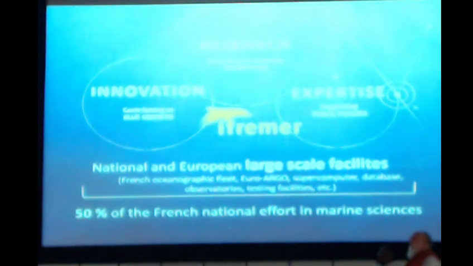There are entire services at IFRMA which are dedicated to provide scientific support for public policies, both at national level, for the French state, and also at European level. For instance, we provide expertise for the EU Common Fisheries Policies, as well as the Marine Strategy Framework Directives.